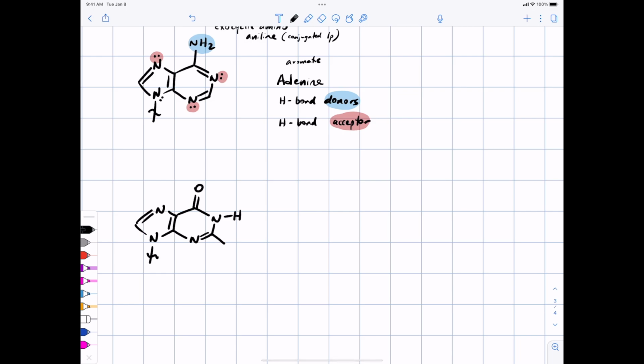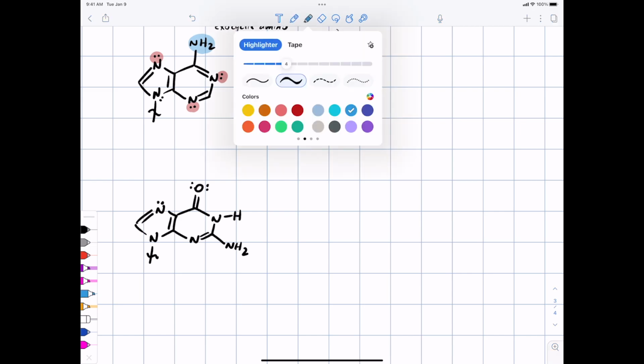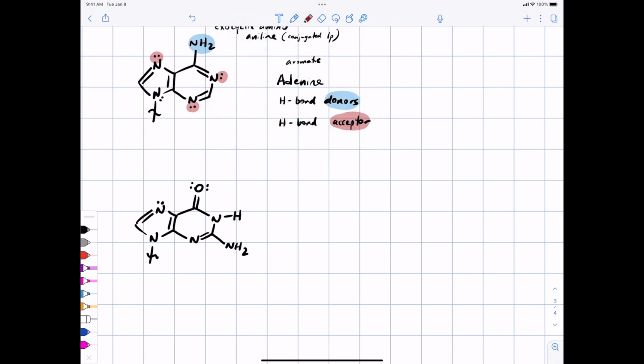And then there's going to be an exocyclic amino group. So I'm not actually going to draw the lone pairs that are on this nitrogen because they are tied up in resonance, conjugation, and aromaticity. What you've got with guanine then is a different pattern of hydrogen bond donors versus acceptors. In a place where with adenine you had a hydrogen bond acceptor, now you've got a hydrogen bond donor. Now you've got an acceptor, that carbonyl oxygen.